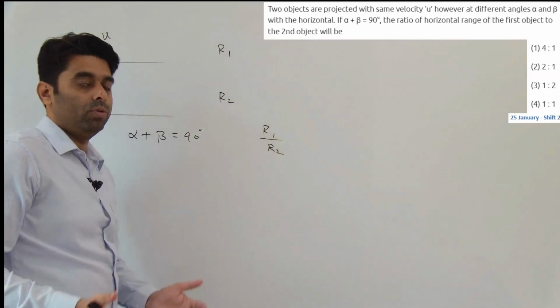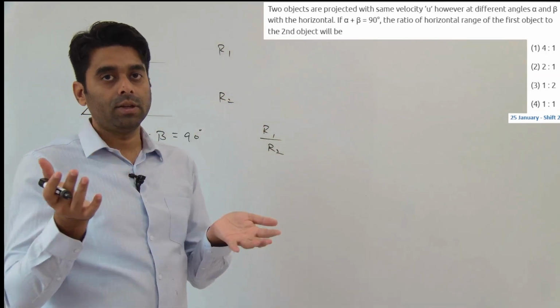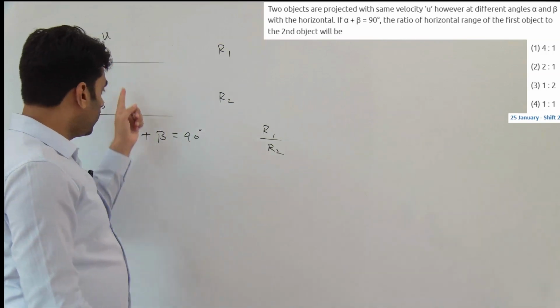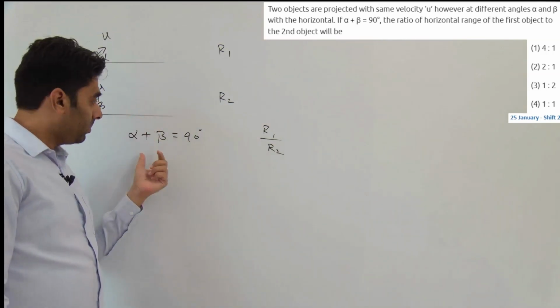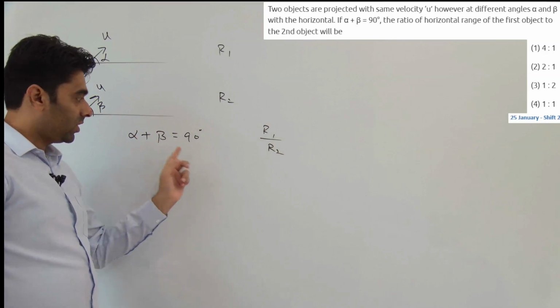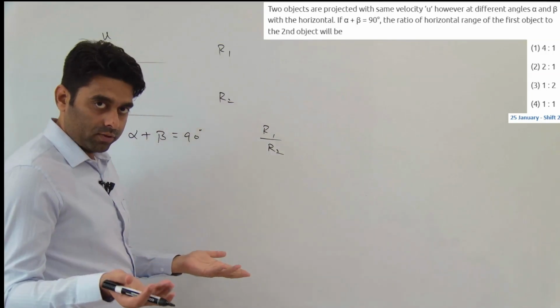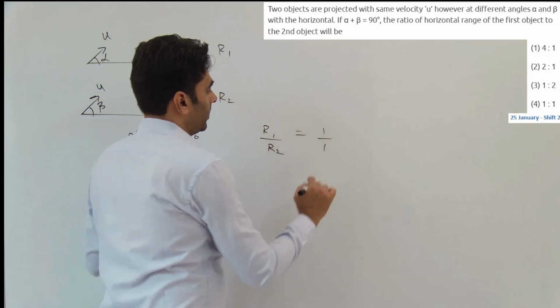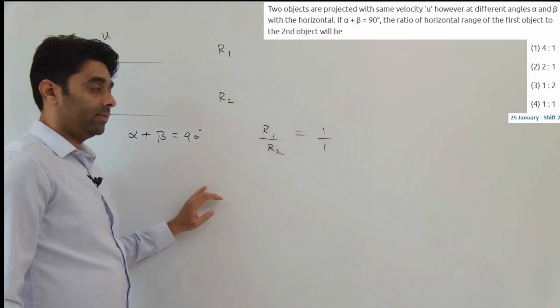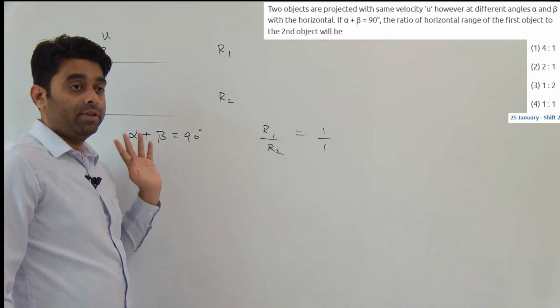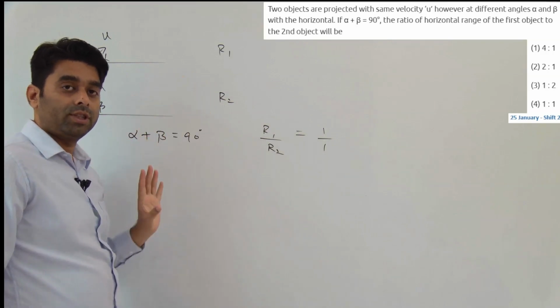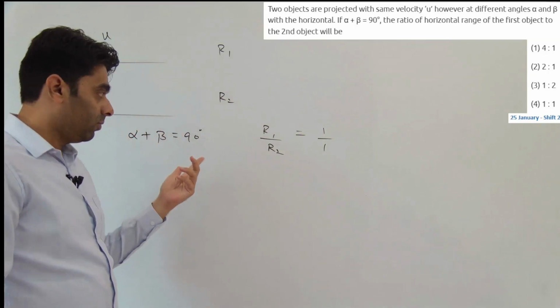Now, if you know the result, which during our discussion we have done many times: whenever two particles are thrown with the same speed but at angles which are complementary to each other, the range is the same. So if you know this, we can directly write the answer will be 1 by 1, 1:1. Range will come the same. If the speed is the same and the angle of projection is complementary, then the range will be the same. If you want, I'll show you also.